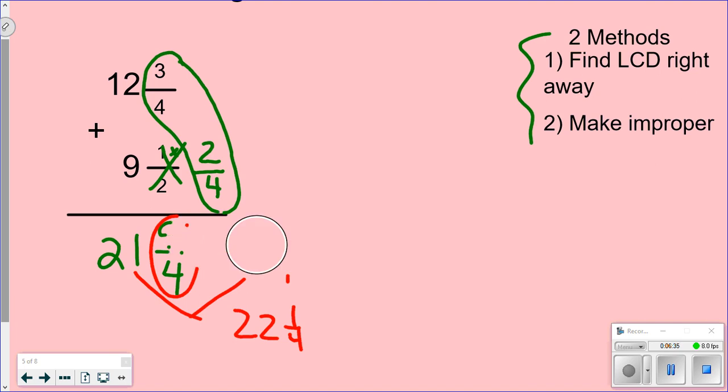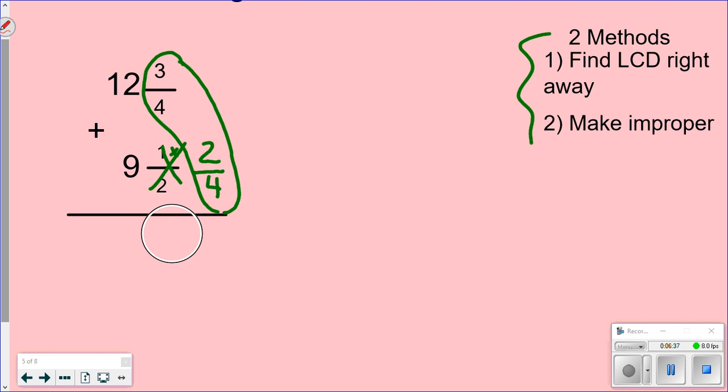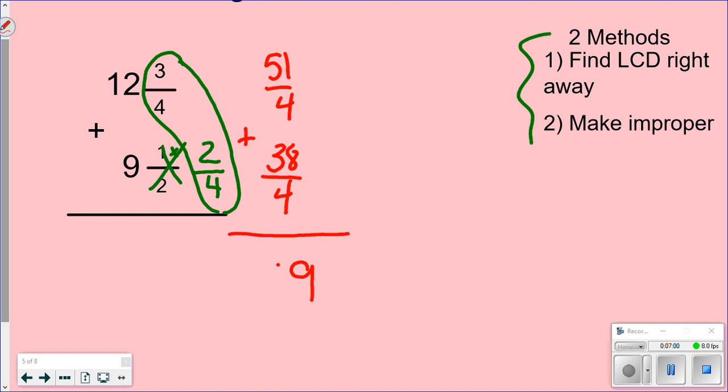Let's do the improper fraction way. You still have to have a common denominator, so you still have to do what I did first. Then you can make your improper fractions. 9 times 4 would be 36, plus 2 would be 38 over 4. This up here, 12 times 4 would be 48, plus 3 would be 51 over 4. And then you can do your addition. So you'd have 89 over 4, because I'm going to add these two together.